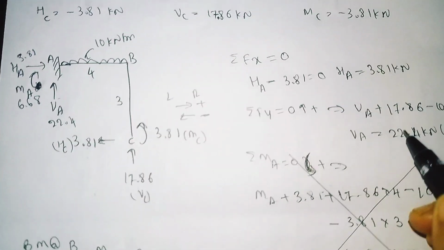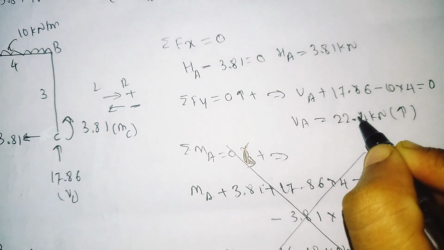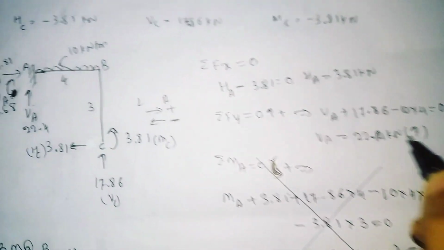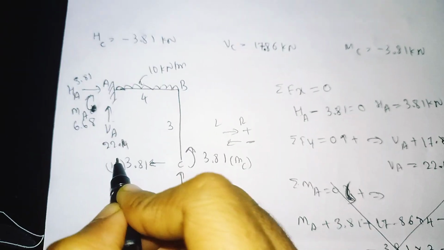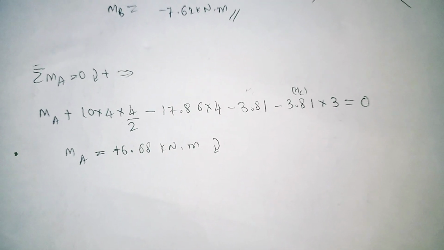So MA is 6.68, and here the VA value is 22.14. So this is how we need to find the other reactions.